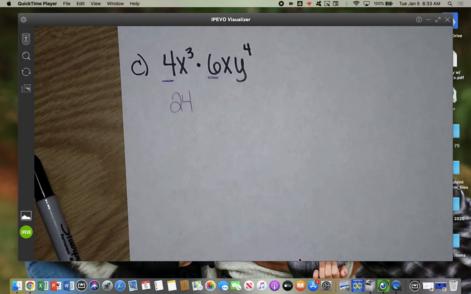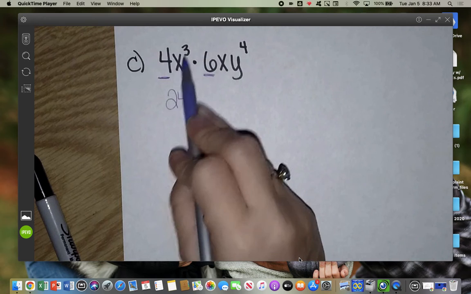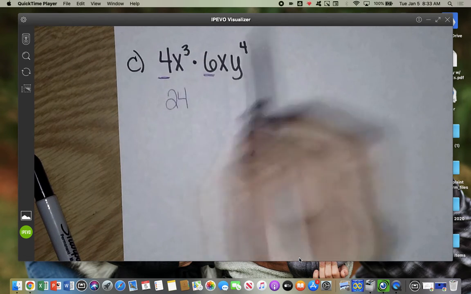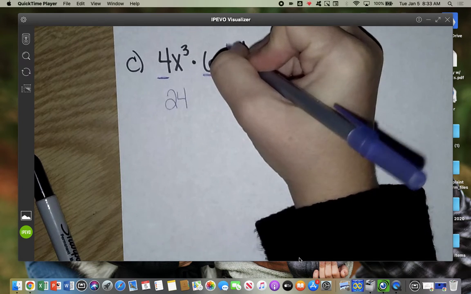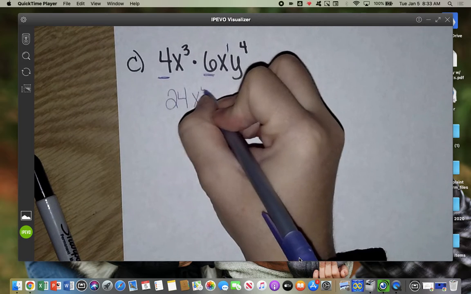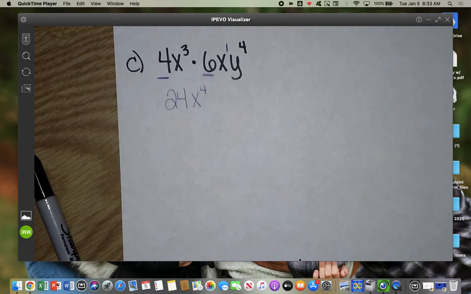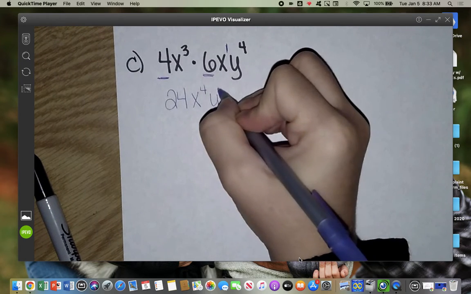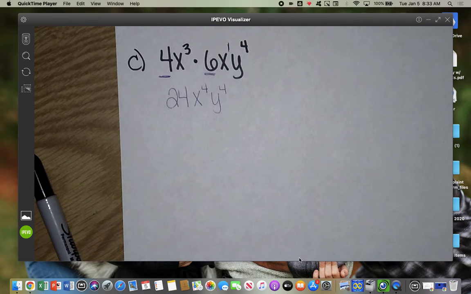Now, what do you think our power for x is going to be? Where'd you get 4 from? Okay, so this one is x to the third. In this second term, an x that stands by itself actually has a power of 1. We just never write it. So that does become x to the 4th. And what about the y's? Just y to the 4th. It stands alone, and so it does not change.